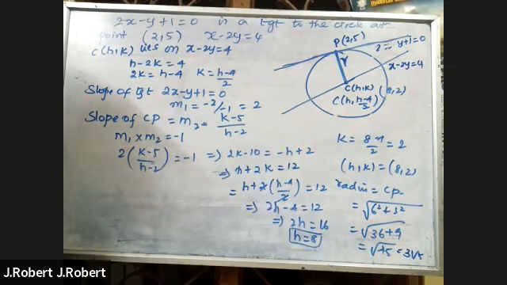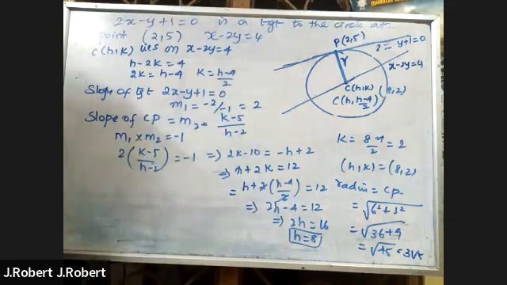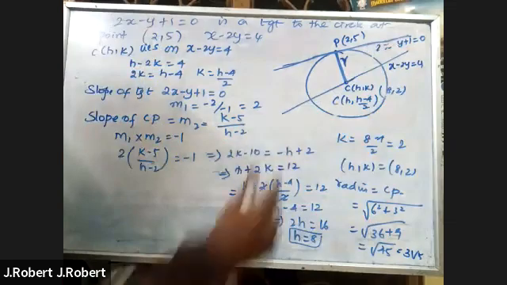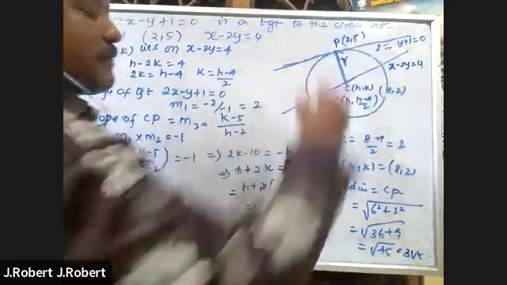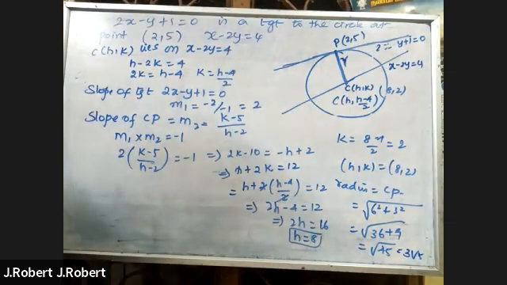But we found that the k value equals h minus 4 by 2. Substituting, we get h equals 8 and k equals 2. Therefore the center is 8 comma 2. Now we have to find this CP. CP is nothing but the radius of the circle. So using the distance formula, square root of x1 minus x2 the whole square plus y1 minus y2 the whole square, we will get the answer.